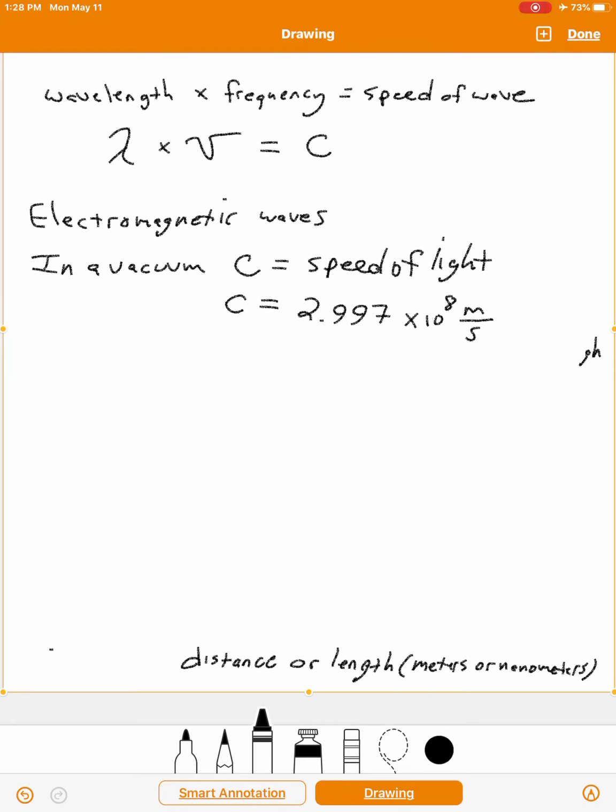And there's your speed right there. The speed of light, the speed of any electromagnetic wave in a vacuum, is 2.997 times 10 to the 8th meters per second. That is a constant. Okay, that's important to note, that this is a constant.